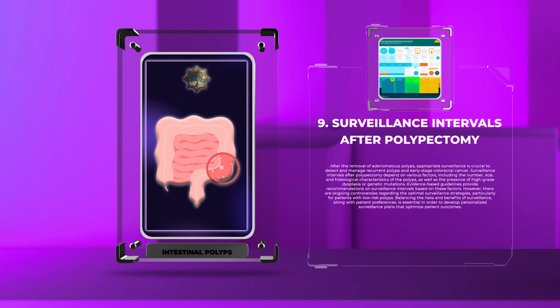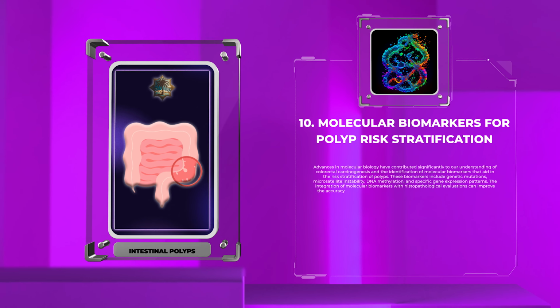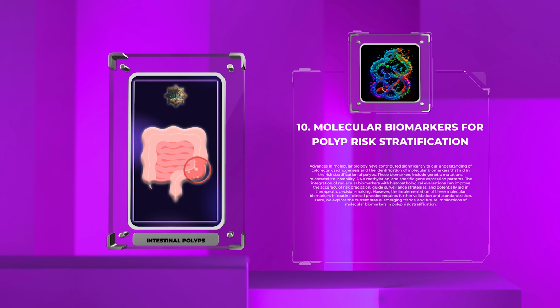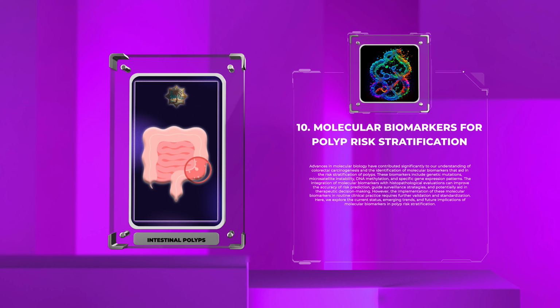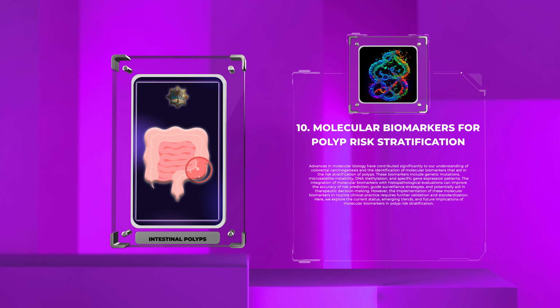that optimize patient outcomes. Advances in molecular biology have contributed significantly to our understanding of colorectal carcinogenesis and the identification of molecular biomarkers that aid in the risk stratification of polyps. These biomarkers include genetic mutations, microsatellite instability, DNA methylation, and specific gene expression patterns.